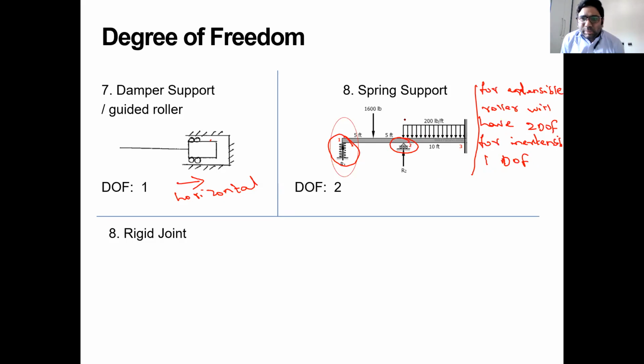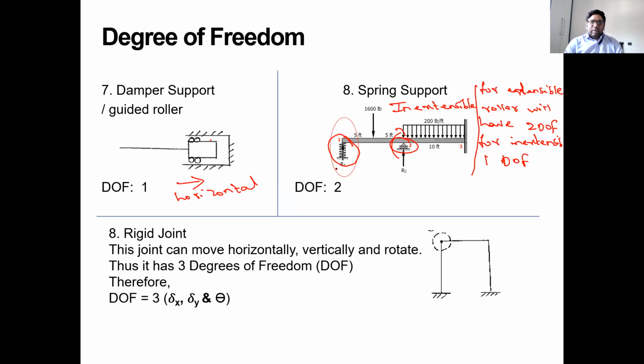So here this beam is actually inextensible. If nothing is given, then you should consider it to be inextensible. So for inextensible, see what happened. The spring will move up and down, and the roller will have the kind of rotation here. The roller will have the rotation. Okay. So degrees of freedom 2.